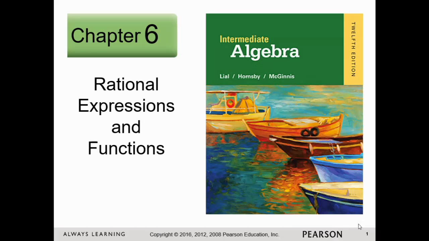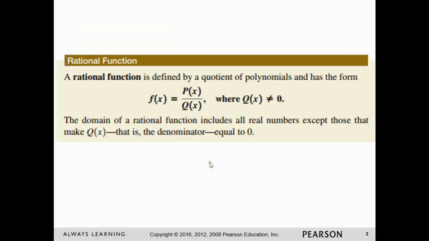Okay, so this video is a final exam review of Chapter 6, Rational Expressions and Functions. First off, let's go back to the definition of a rational function. It'll have this form here. Notice we got f of x equals p of x over q of x. Got a function over a function here.